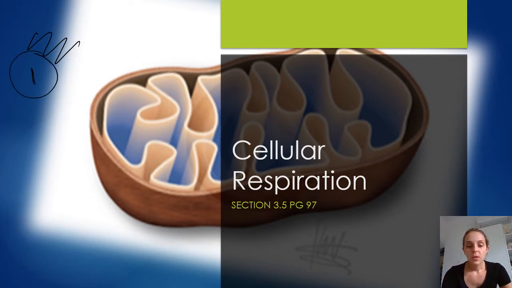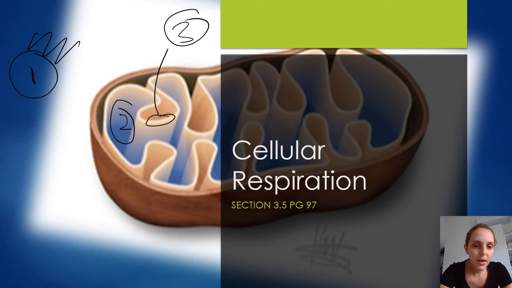Step 2 with the Krebs cycle happens inside the mitochondria here, and that's called the mitochondrial matrix. It's just the inside of it. And then step 3 happens in the inner mitochondrial membrane. So it's actually the membrane here that is in the folded inner membrane of the mitochondria. So just keep those in mind as we go through.